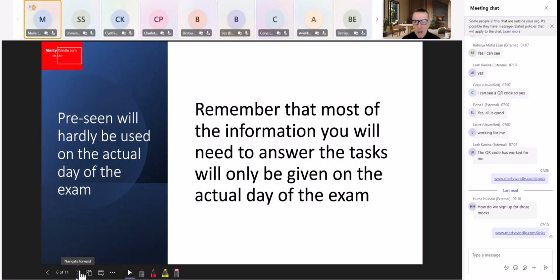In the exam, most people who do the exam say that they hardly use the pre-seen. It's only about 10% of the exam. Normally, even the ACCA examiners say you should not be referring back to the pre-seen very much on the day of the exam. So don't get obsessed with it. The tasks in the exam will be based on the post-seen.